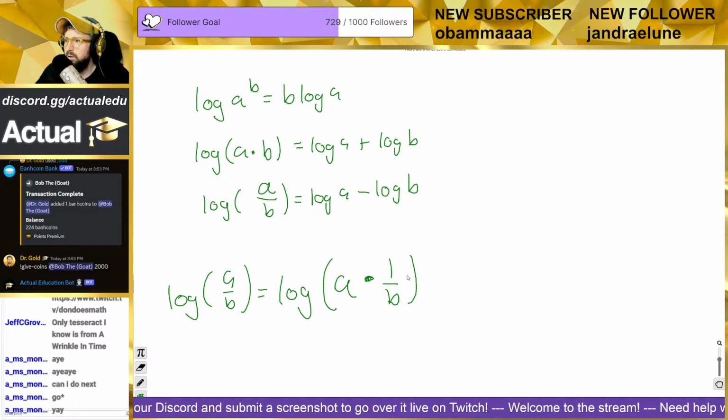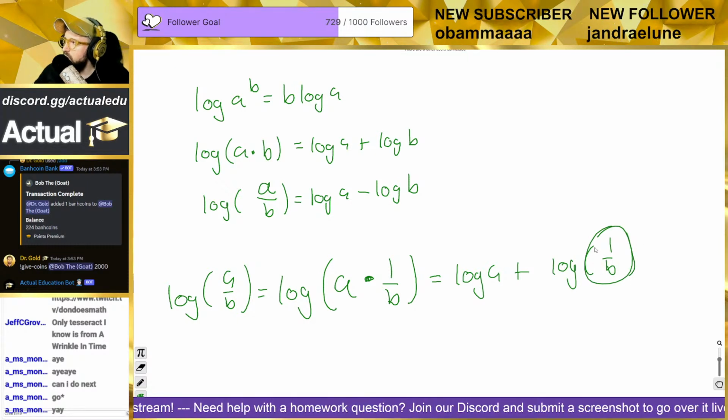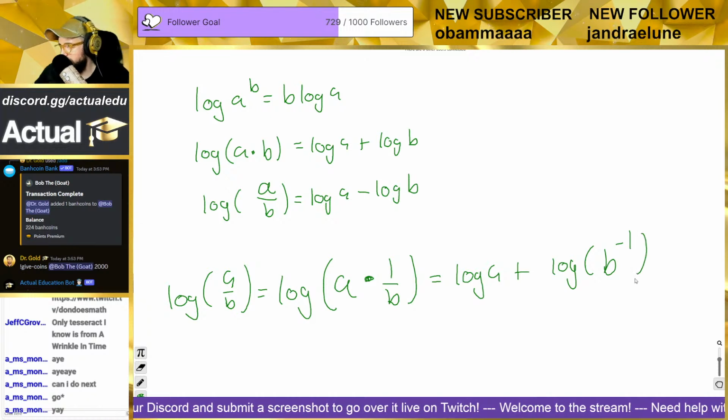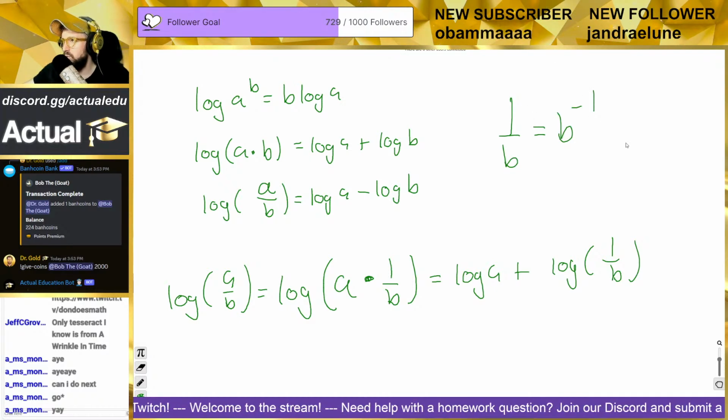Okay. Do you see how this is now our cool rule here? When two things are multiplying, I can split them into two separate logs. So they're adding together. So this is log of a plus the log of 1 over b. How do I write 1 over b as an exponent? b to the negative 1. Yes. Anytime you've got a fraction like 1 over b, you can write it as b to the minus 1.